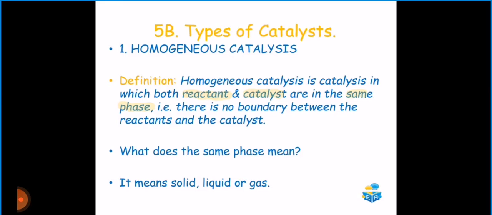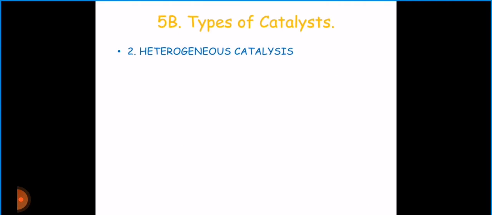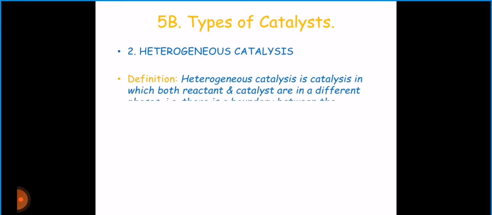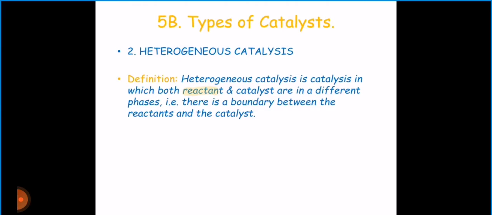So it's another phrase that can be used to talk about the state of matter of your reactant and your catalyst. So just to summarize, a homogeneous catalysis occurs when both the reactant and the catalyst are in the same phase, i.e. they are both solids, both liquids, or both gases. The second type of catalysis that we're going to look at is heterogeneous catalysis. And heterogeneous catalysis is catalysis in which the reactant and catalyst are both in different phases. So that means there is a boundary between the reactants and the catalyst.